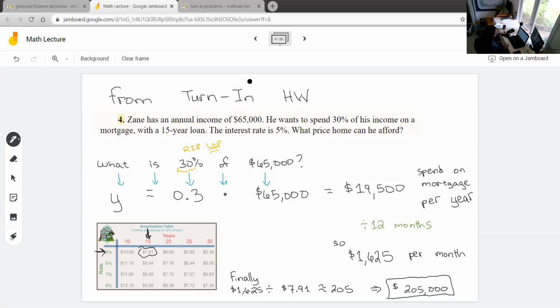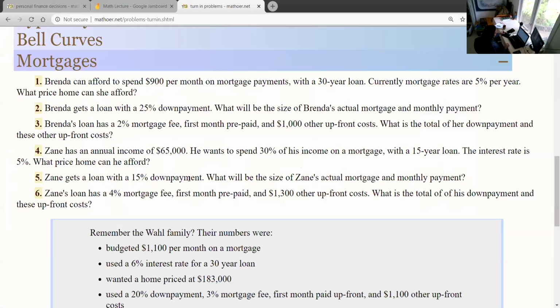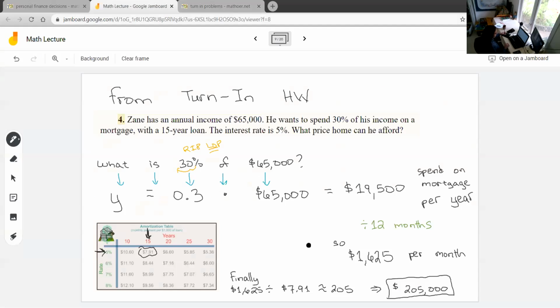And if we were to go back to the turn-in homework and follow this along, then we'll do the other things. But this is what made it different than the previous example problems. And again, the big tricky thing is to move this, your divided by 12.